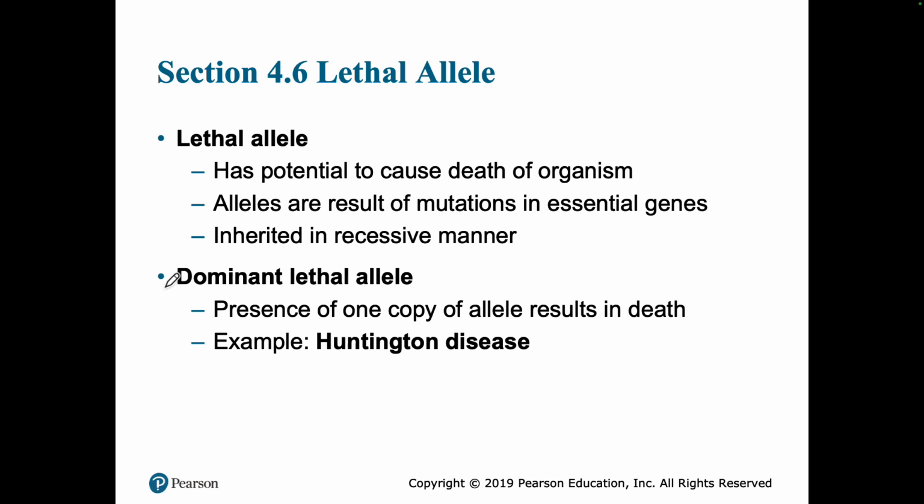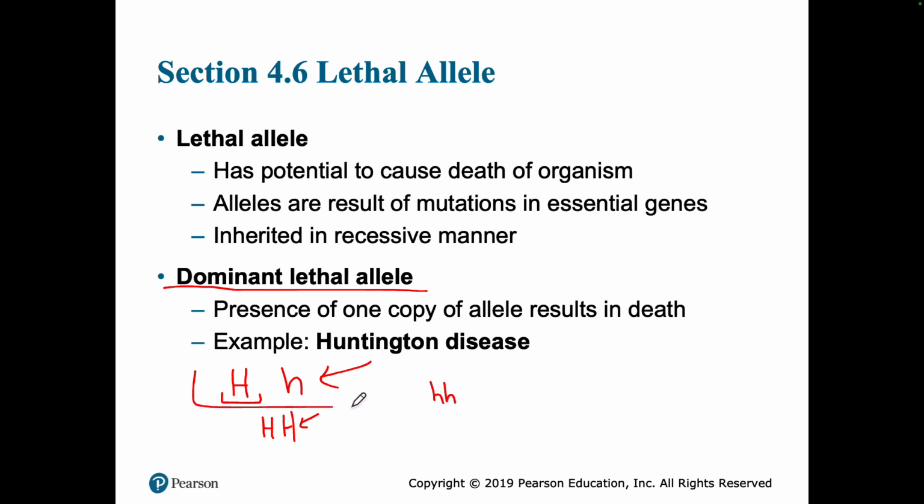Now, in a case like Huntington disease, this is considered to be a dominant lethal. And what that means is that if an individual has the dominant form of the allele and the recessive, this individual is going to die. This individual is also going to die, probably as an embryo. This individual is the only one who lives.